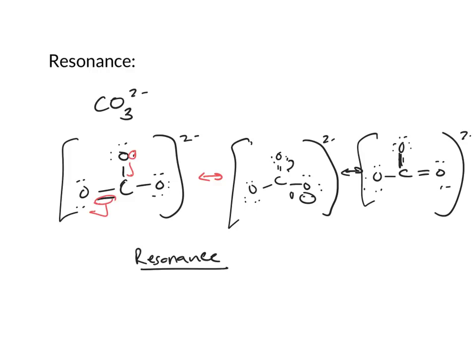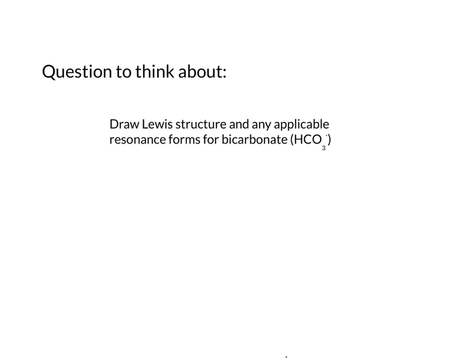Now, if you remember, we also know a different ion that looks remarkably similar to the carbonate ion. That is the bicarbonate ion, which is HCO3 with a -1 charge. We'd like you to think about that bicarbonate ion. Resonance implications of bicarbonate are different than that of carbonate. We want you to draw a Lewis structure for bicarbonate, and then any applicable resonance form. So if there's a resonance form for bicarbonate, draw the resonance form.